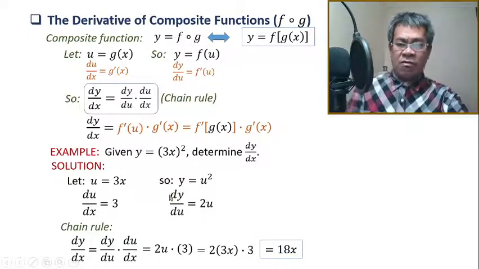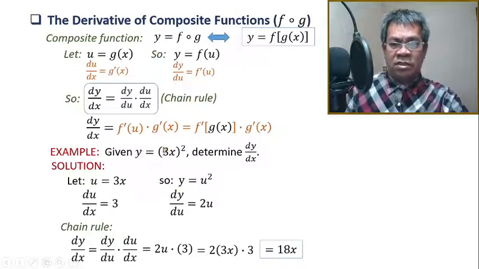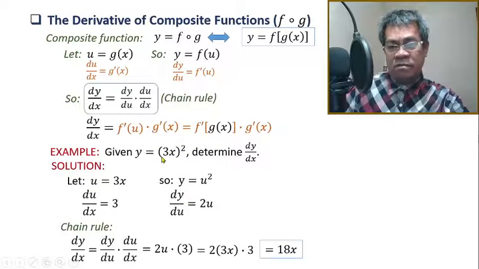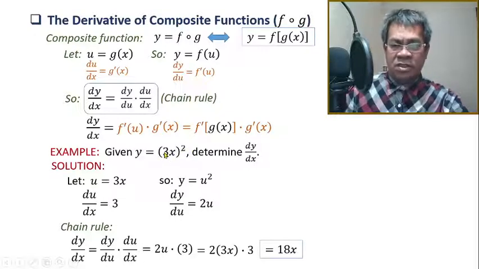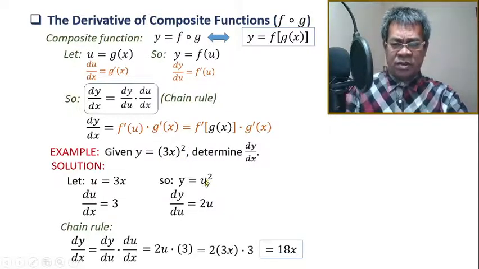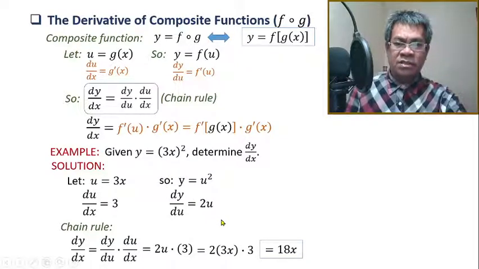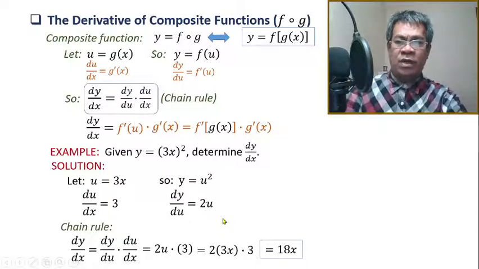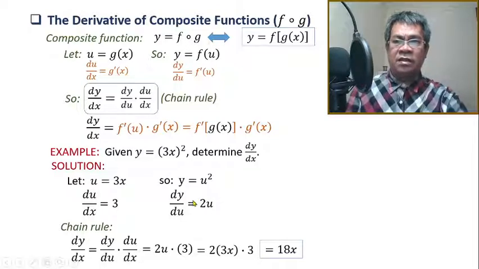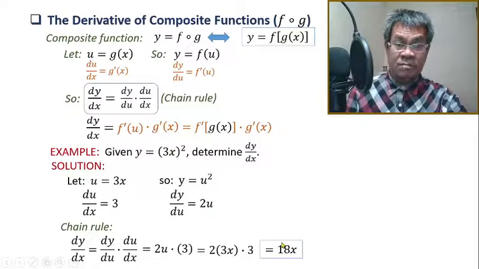So we have a long process just to solve this problem. But remember that if you expand this one, it becomes 9x squared, then take the derivative using the power rule, and the answer is 18x. So we have a very short solution, but this one has a long solution. As I've said, we apply the concept of the chain rule to this problem, and we arrive at the same answer.